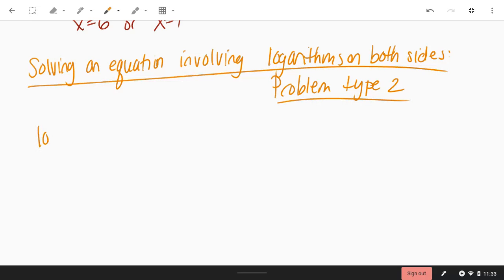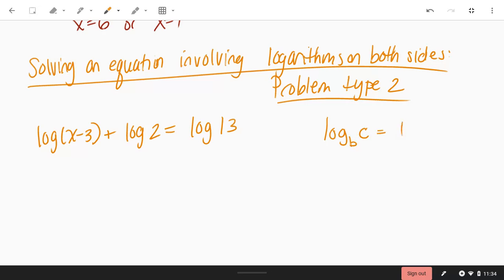Okay, so in this one we have log of x minus 3 plus log 2 equals log 13. Okay, our goal here is to just get a combined log on each side. So we want log base b of c equals log base b of d. And then what we can do is say that c must equal d. So over here on the left-hand side, I can write that as the log of x minus 3 times 2, and that's the log of 13.